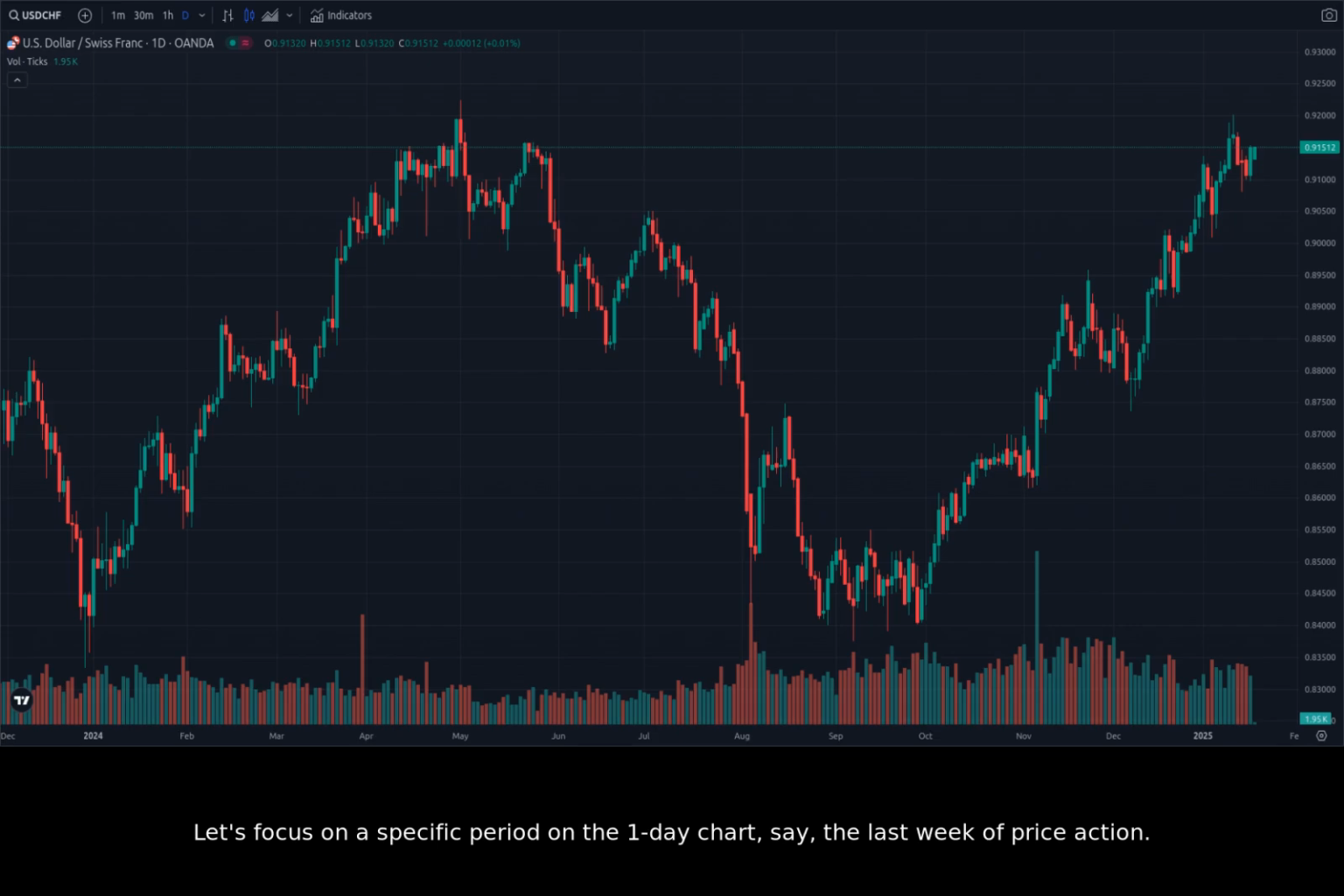Let's focus on a specific period on the one-day chart, say, the last week of price action. Looking back at the last week's price movement gives us a better picture of how support and resistance works. We can see a clear trend within that week, indicating the short-term price movement that may soon change. This detailed view enables us to pinpoint support and resistance levels in the current trend. It also allows us to anticipate potential reversals based on this price action.